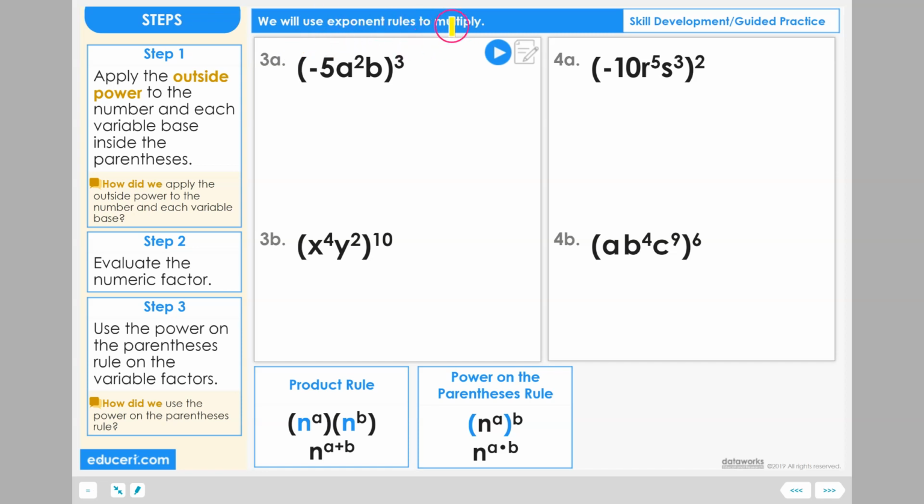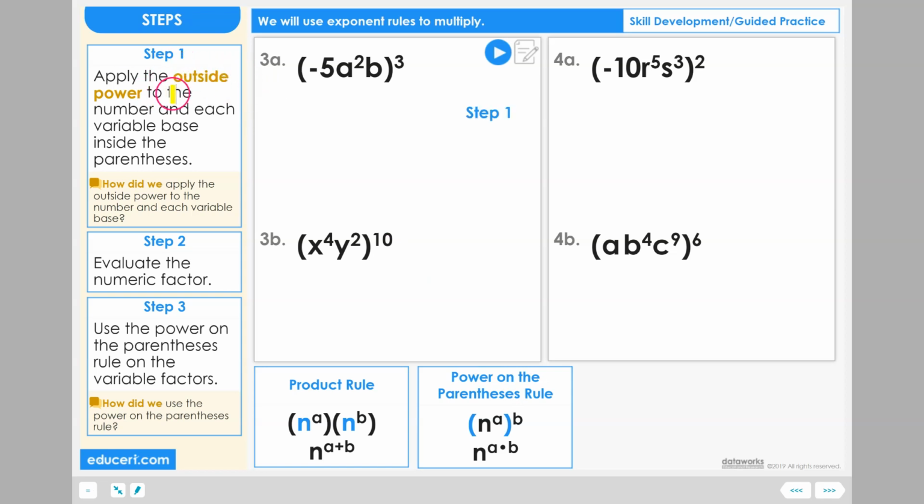Let's use exponent rules to multiply. Problem 3a, the quantity -5a squared b all to the third power. We have a power of 3 on the parentheses, so we will use the power on the parentheses rule.